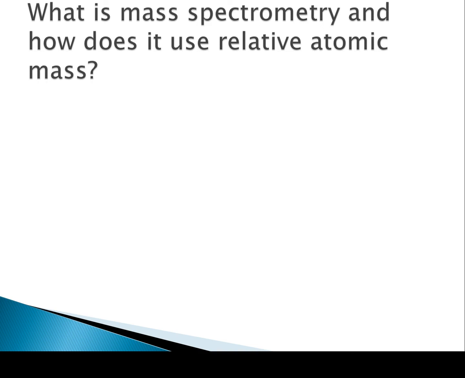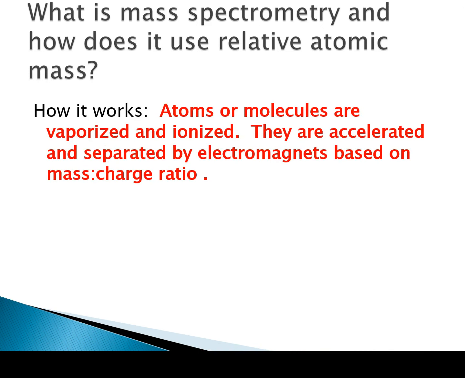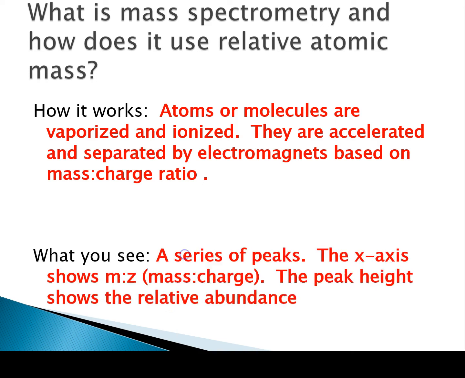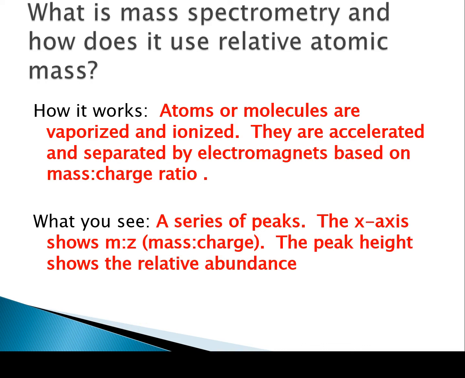All right, so first let's start with the mass spectrometer. Well, what happens in the mass spectrometer? So a sample is inserted into the mass spectrometer, and the atoms or molecules in the sample are vaporized and ionized. They then get accelerated and separated by electromagnets based on the mass to charge ratio, where the heavier portions of the sample are deflected less than the lighter portion of the sample. So what you see in the spectrum is a series of peaks. The x-axis will show the mass to charge ratio, and the height of each peak will show the relative abundance.